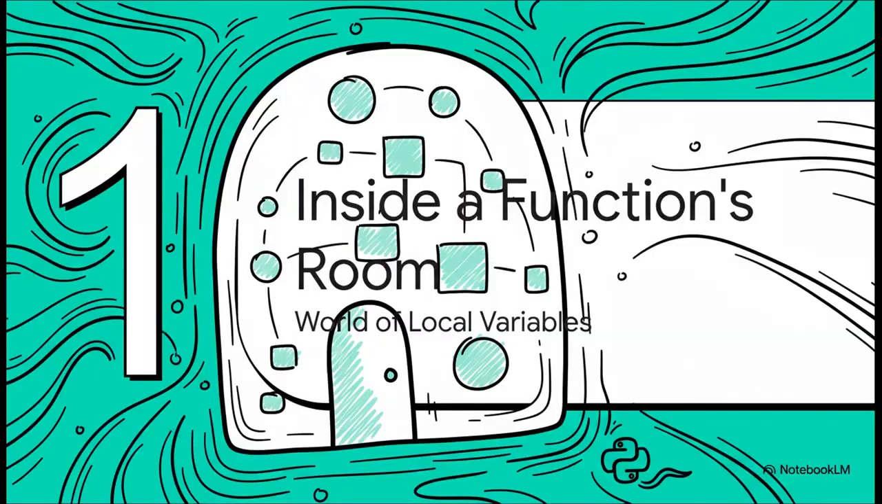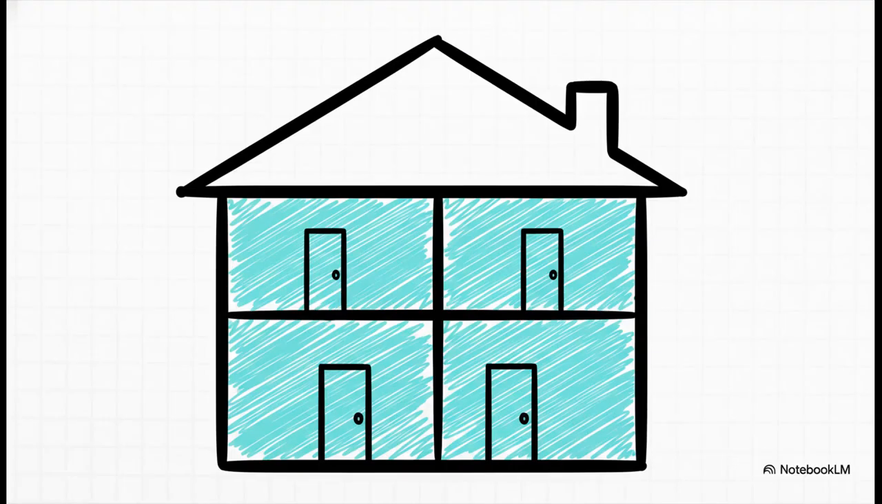All right, so to figure this all out, we're going to start our journey from the inside and work our way out. We're beginning in the smallest, most private space in your code, a function. I want you to imagine your entire program is a big house. Now, inside that house, every single function you write, that's its own private room. It's got walls, a door you can shut. It is a totally self-contained space.